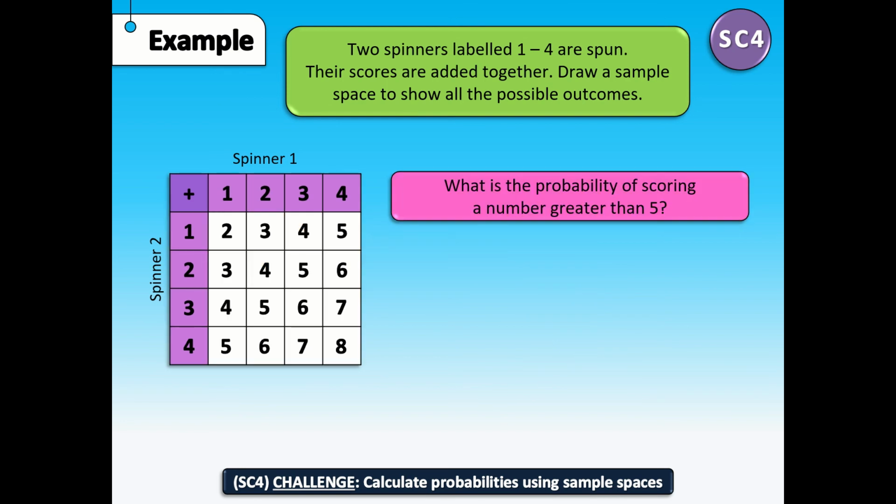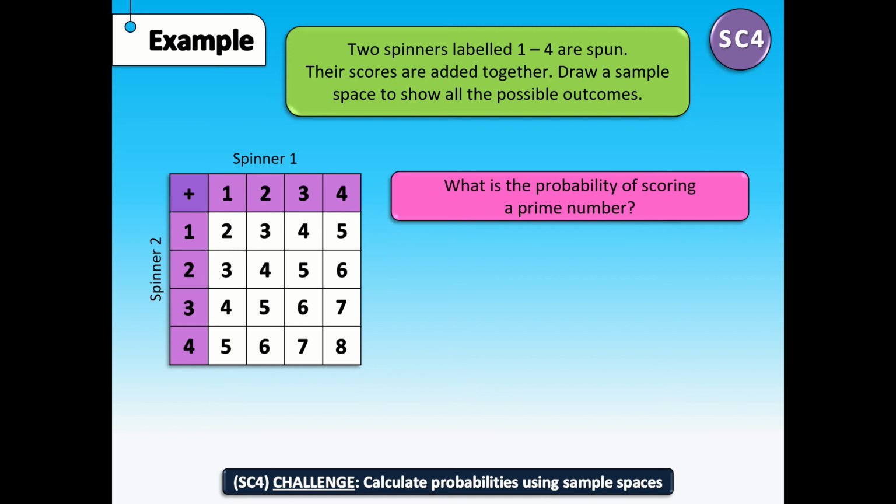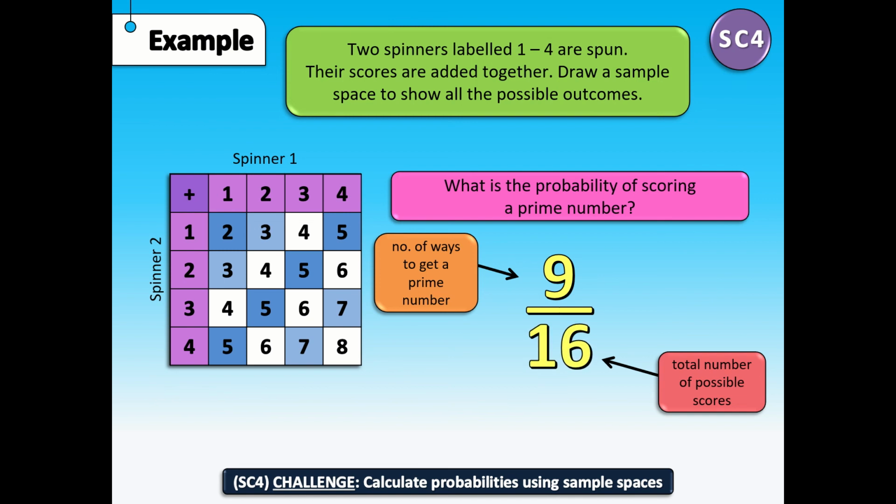For this question, what is the probability of scoring a number greater than 5? So we have a look at how many scores are greater than 5. And there's 6 of them. And again, the total number of possible outcomes is 16. This time, we want the probability of scoring a prime number. So if we highlight all the prime numbers, we can see there's 9 ways to get a prime number, and again it's out of 16.